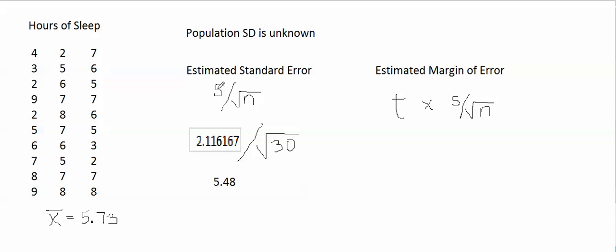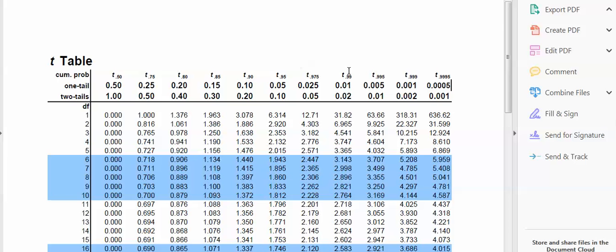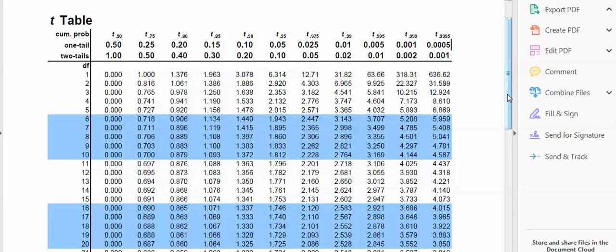We already know what the estimated standard error is. It was this number right here. So we can plug that in over here. We just have to know what t equals. And to find t, you have to go to a table called a t table, and I'll show you how to use that table right now. Here's the t table that we'll use to look up our confidence coefficient. We have to find out the row and column that we need to use. A t table actually has rows and columns.